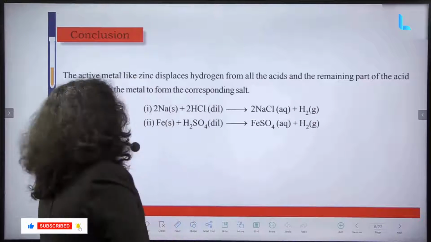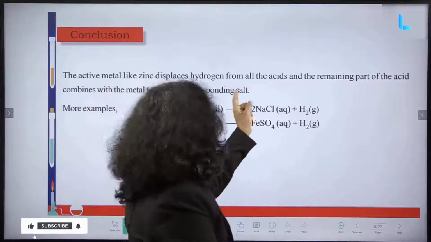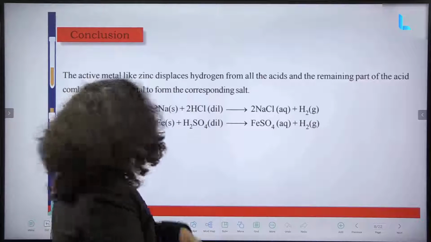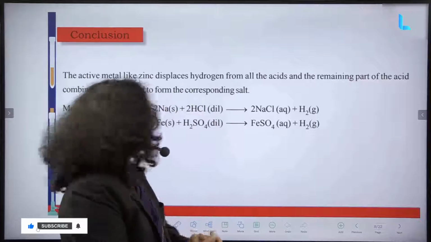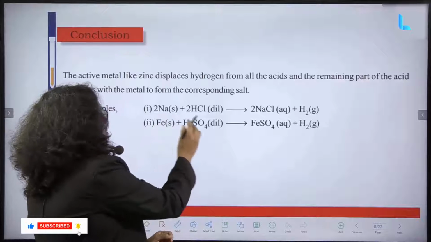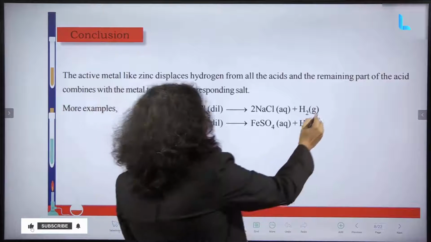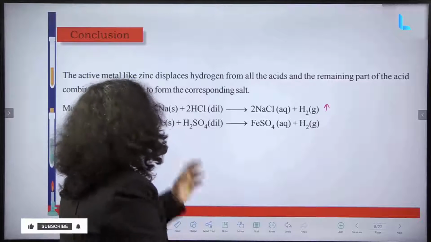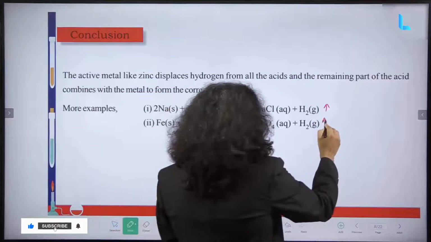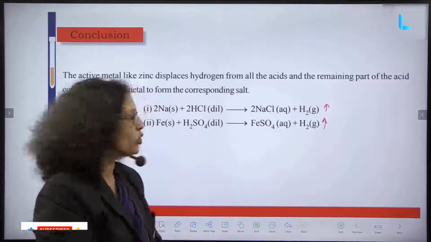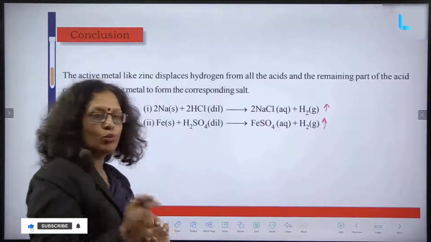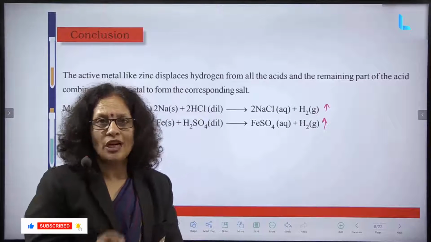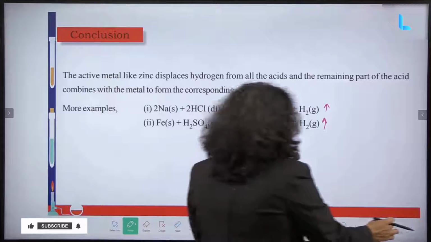Now, active metals like zinc displace hydrogen from all the acids, and the remaining part of the acid combines with the metal to form the corresponding salt. Like that, sodium also reacted with acid and hydrogen gas was liberated. Iron also reacts with sulfuric acid, hydrogen gas is liberated, and ferrous sulfate salt is obtained. So the more reactive metals will liberate hydrogen gas from the acid when they react with acid. That is the conclusion here.